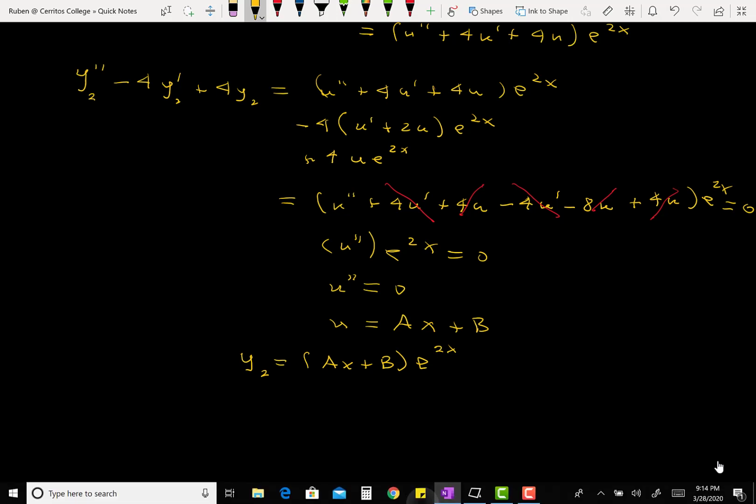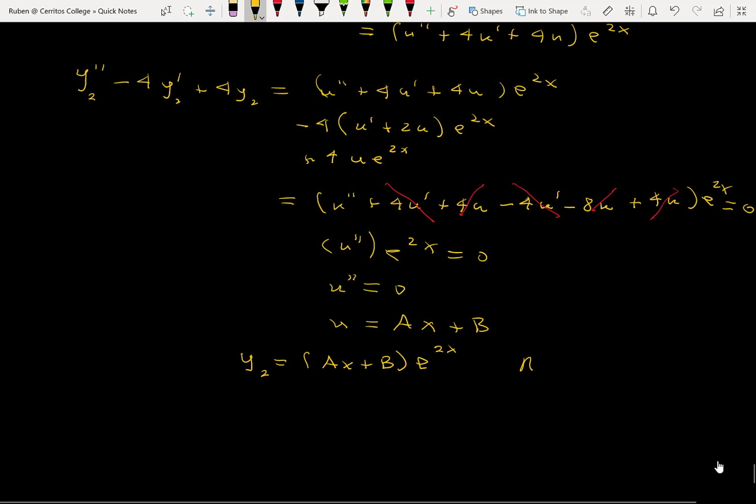The temptation might be to let a equal 0 and b equal 1, but that would produce e to the 2x, our original first solution. So the better thing to do would be to let a equal 1 and b equal 0 to simply get u2 equals the simplest possible second linearly independent solution will be x e to the 2x. Now we went through a lot of work to get that second linearly independent solution.